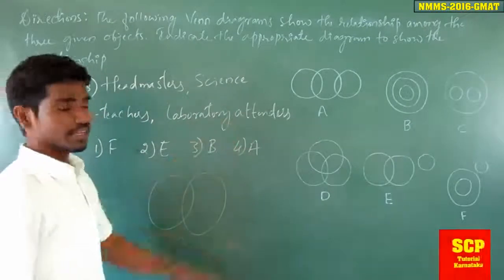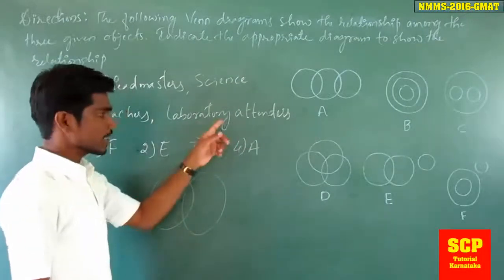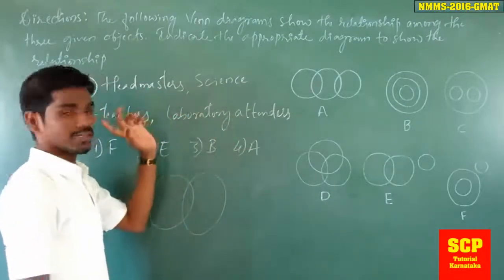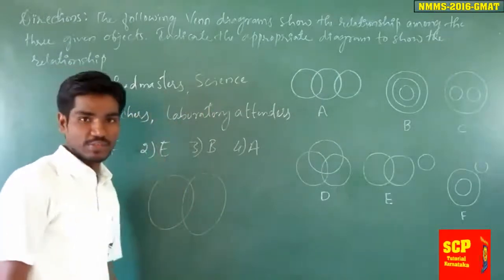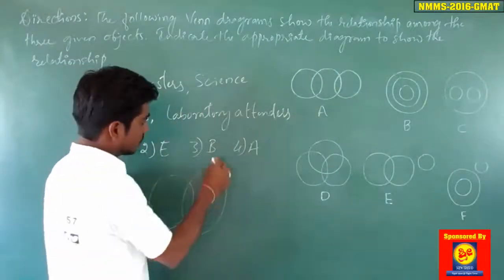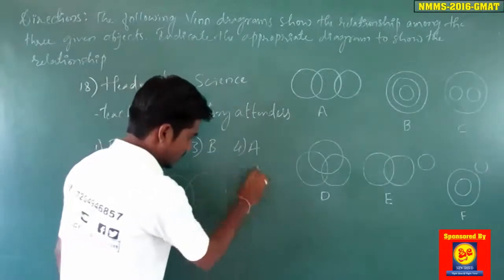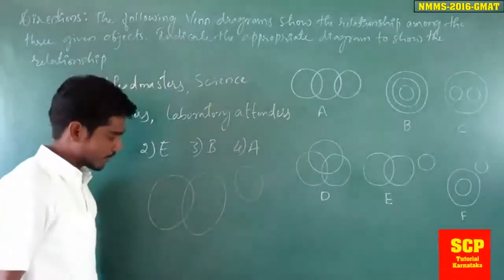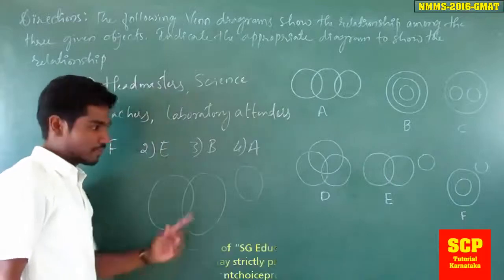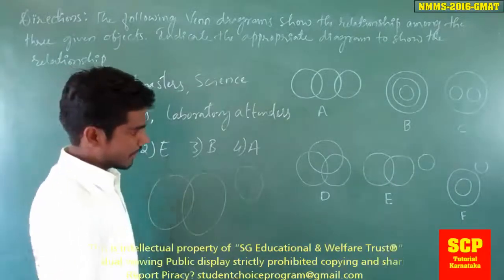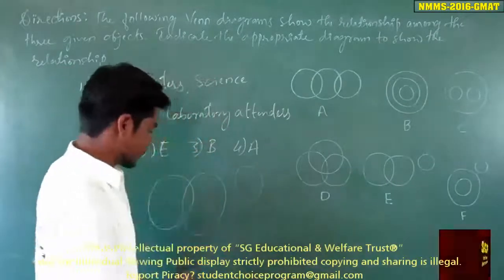Now, laboratory attendants. Laboratory attendants cannot be headmasters and they cannot be a science teacher. Therefore, the laboratory attendants will be represented by one more circle like this. Okay. Now let us check our result in the given Venn diagrams. The given Venn diagram E matches with our result.